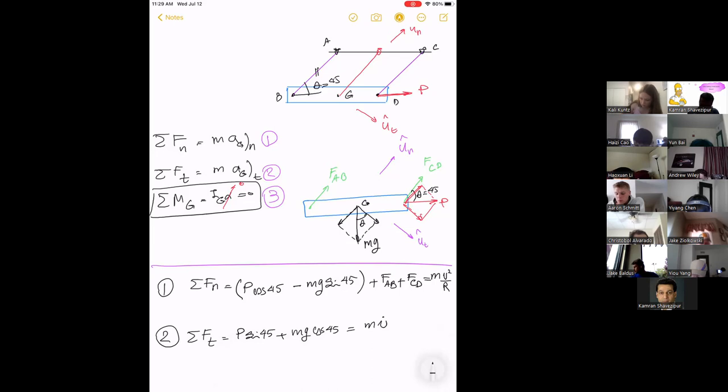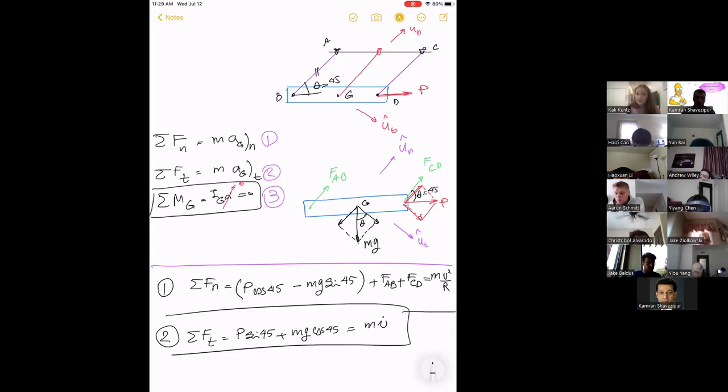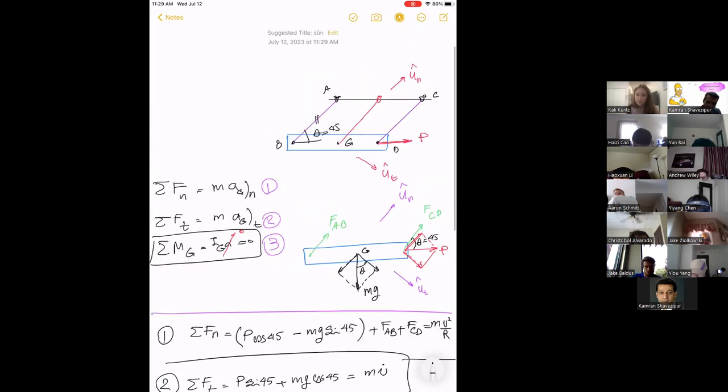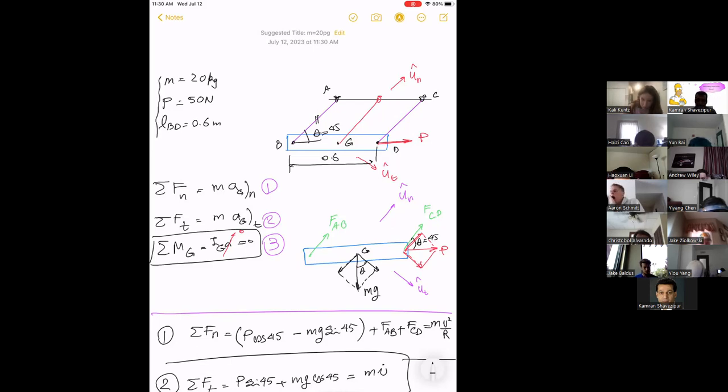These are the two equations, right? If you write it down. M is given as 20 kilograms. And P is given as how much? 50 Newtons. This length is 0.6 meter, so L_BD is 0.6 meter. These are the values we have.